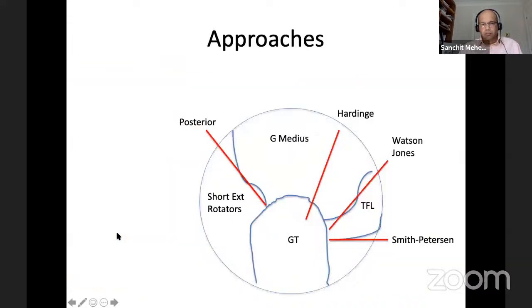And when we talk about approaches around the hip, I sort of have this kind of dial clock in my mind. So end-on view of the greater trochanter. And then you talk about intervals. Anything in front of the tensor fascia lata, between that and the sartorius, would be your anterior or direct anterior Smith-Peterson type of approaches. Between the tensor fasciae lata and gluteus medius would be your Watson-Jones interval. Then you have a spectrum of direct lateral approaches, the commonest being the Hardinge, and then everything posterior, and we have variations on that as well. So that's a simple sort of way to remember about the approaches to the hip joint.